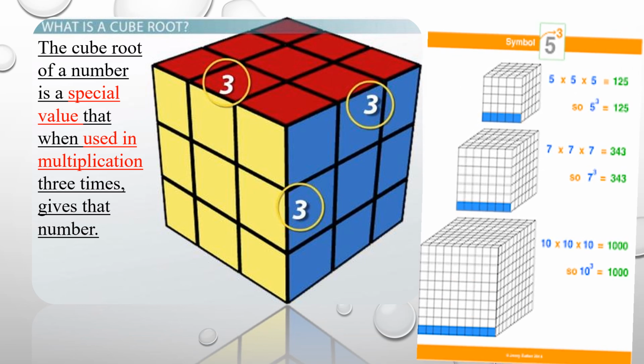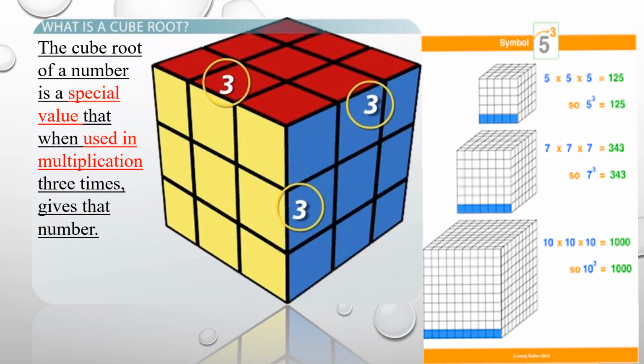Then we have some examples of figures which are cubed, like a stack which is having a dimension of 3 stacks.